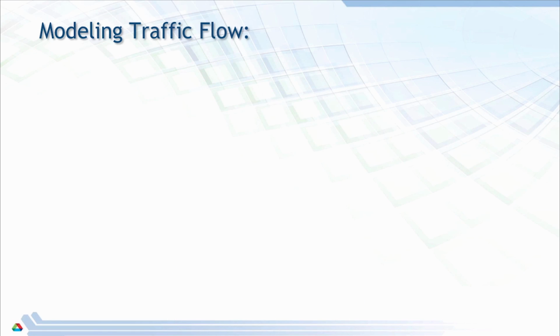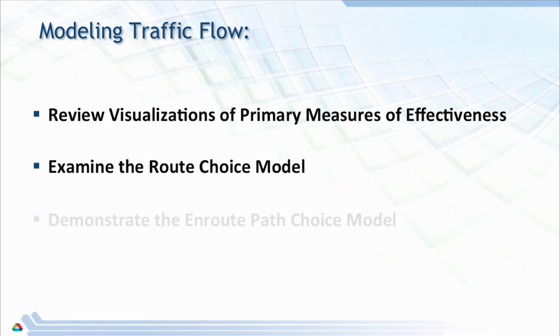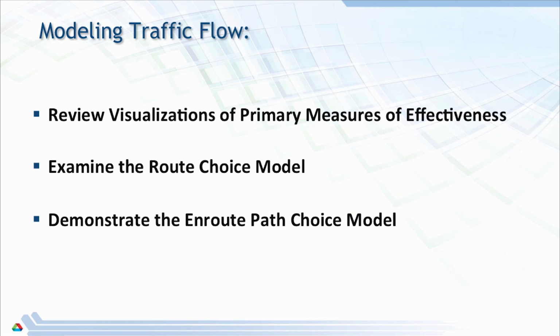We are going to introduce a number of concepts that form the basis of the current Polaris capabilities. We will talk about the visualization of the primary measures of effectiveness, the implementation of the A-star route choice model, and the details of the implementation of an en-route path choice model that can be dynamically called by traveler agents.